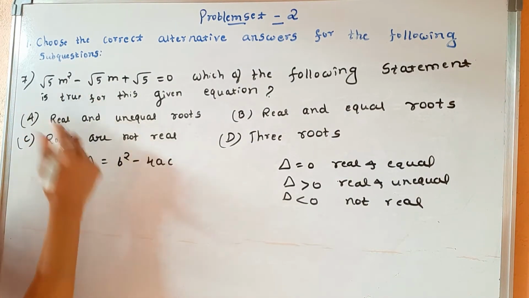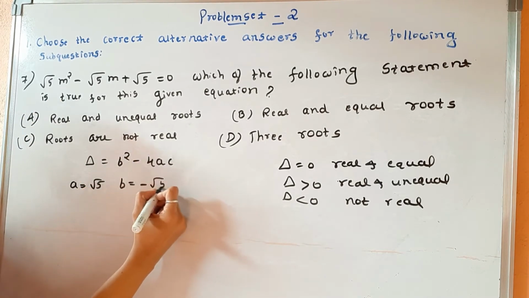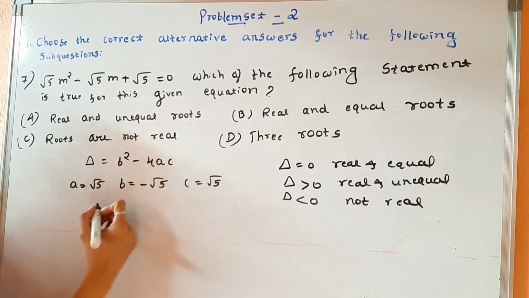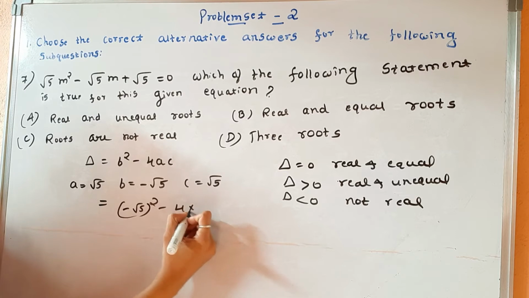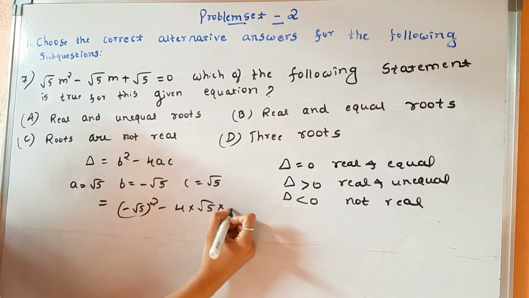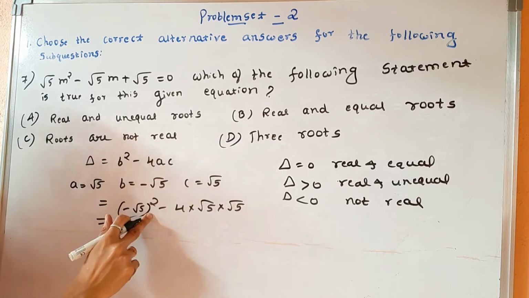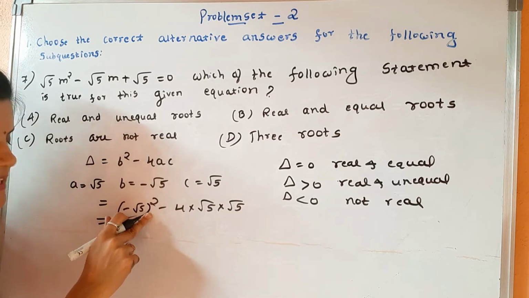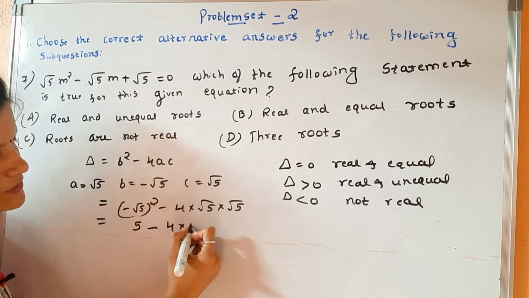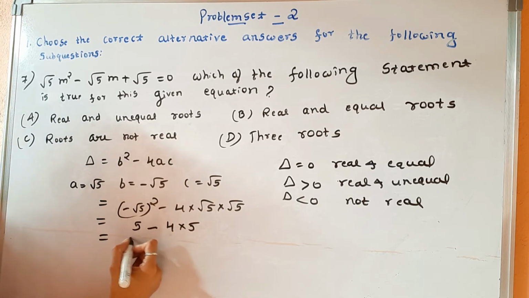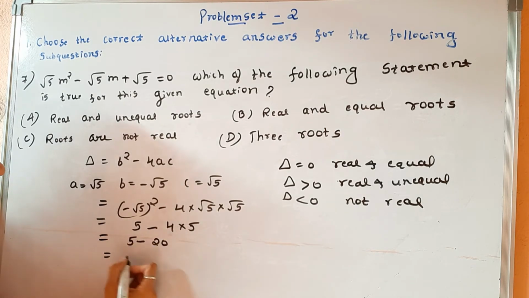First we will see what is a here, root 5, and what is b, minus root 5, and what is c, root 5. So b square minus 4ac is minus root 5 square minus 4 into a means root 5, c means root 5. Root 5 square is nothing but 5, because root 5 square is root 25. Root 25 is nothing but 5, minus 4, root 5 into root 5, that is 5. So 5 minus 4 5s are 20. So 20 minus 5, we are getting minus 15.